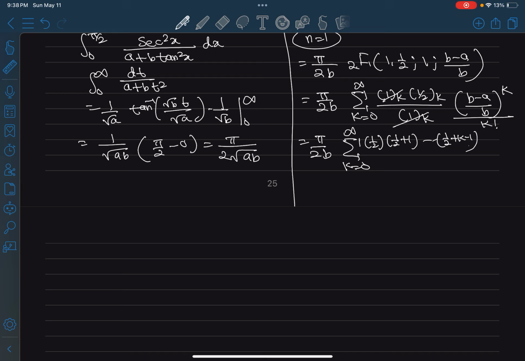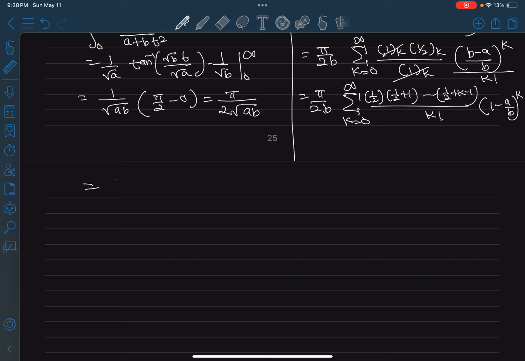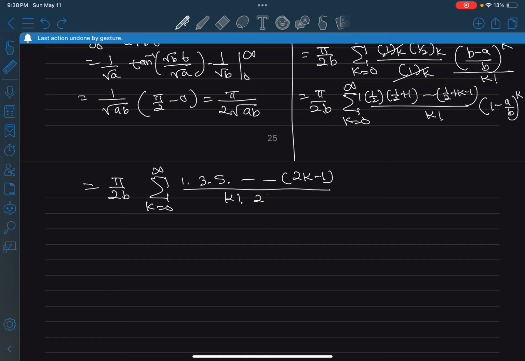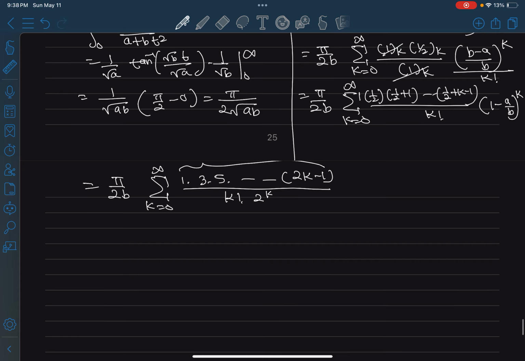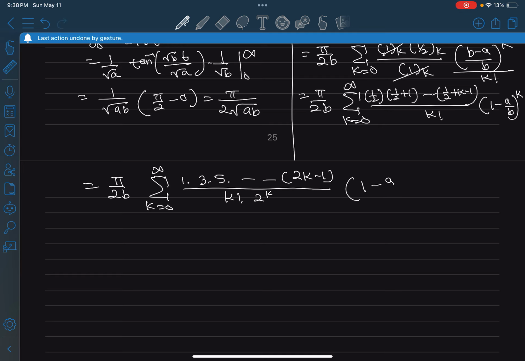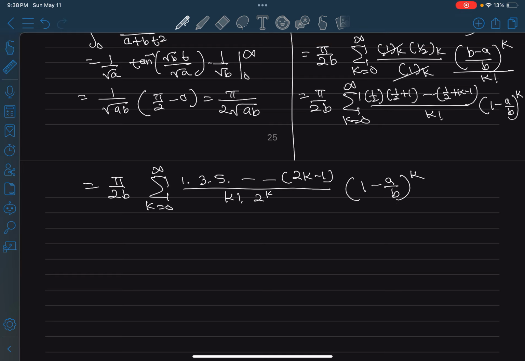So this whole thing, half plus k minus 1 by k factorial, and then 1 minus a by b to the power k, and that also reduces as pi by 2b. Now I can write the numerator as 1, 3, 5 up to, notice that the last term is 2k minus 1, by k factorial, and then 2 to the power k over here, because there are k terms, with 1 minus a by b to the power k.